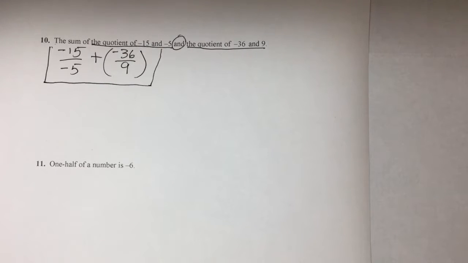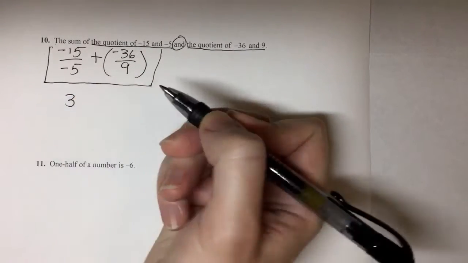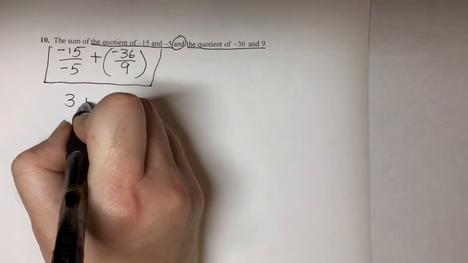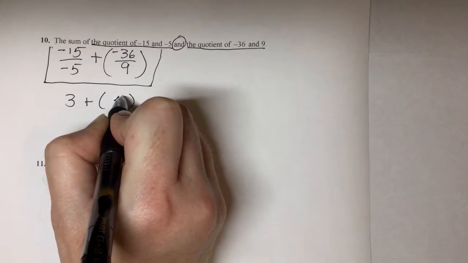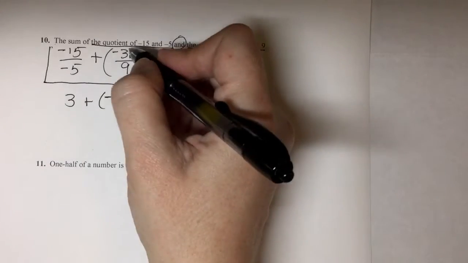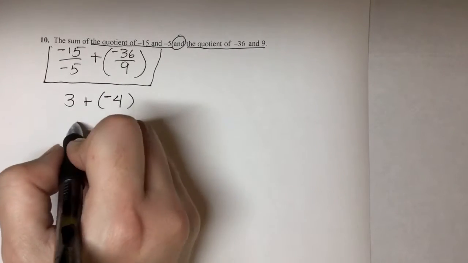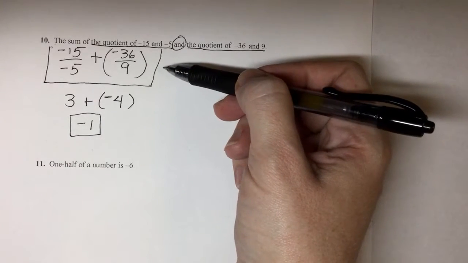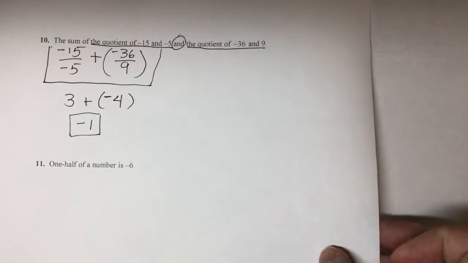There's my direct translation. Negative 15 divided by negative 5, positive 3. Same sign with multiplication or division, answers positive. Opposite signs, answers negative. Negative 36 divided by 9, 36 divided by 9 is 4, and it's going to be a negative, again, opposite signs. Addition, think money. I have 3, I owe 4, so I owe 1. Again, translation the first thing, simplification going through the steps.